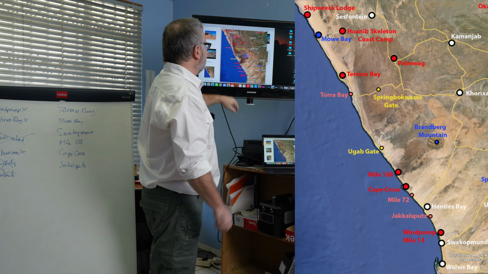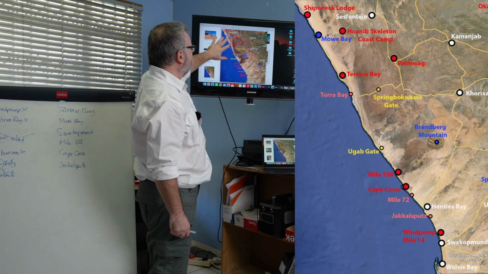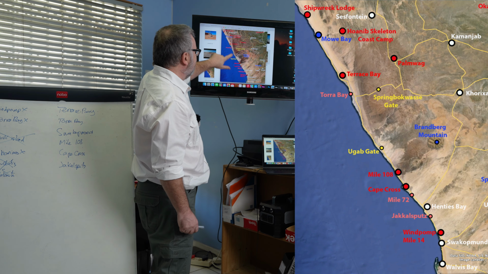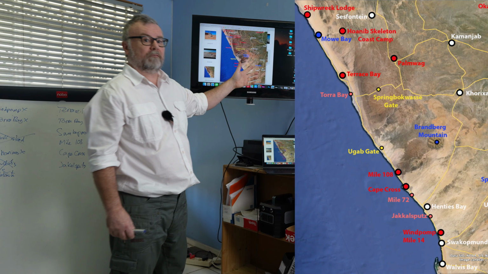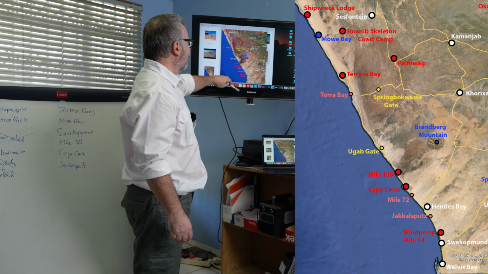So in terms of towns, we've got Walvis Bay and Swakopmund. The next town along the coast is Henties Bay. And as far as towns along the coast, that's it. There are no other towns along the coast.